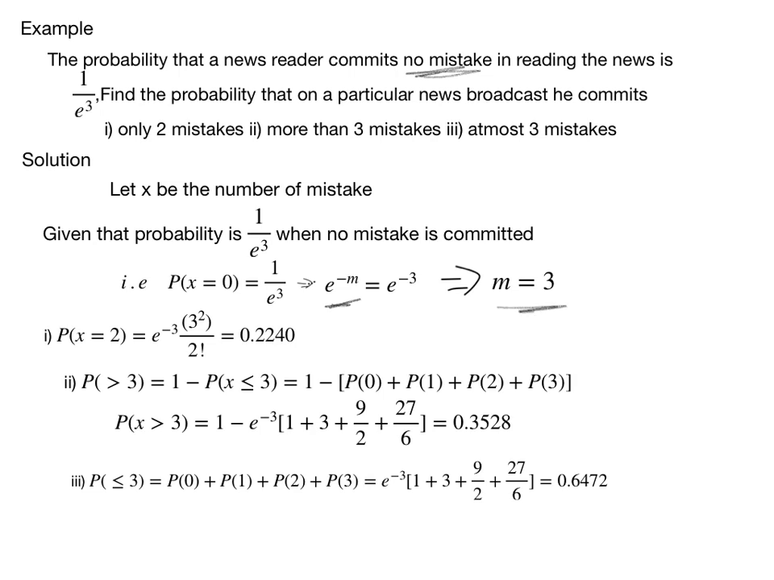Now once m is obtained, for the first case, only 2 mistakes, I take P of x as 2, put all the values in the Poisson distribution, and I get 0.2240. For more than 3 mistakes, that is strictly more than 3, since I don't know the upper limit, I take the complement, that is 1 minus P of x less than or equal to 3, and I get the answer as 0.3528. At most 3 means maximum 3 mistakes, so it will be P of x less than or equal to 3, which includes P of 0 plus P of 1 plus P of 2 plus P of 3, and that is equal to 0.6472.